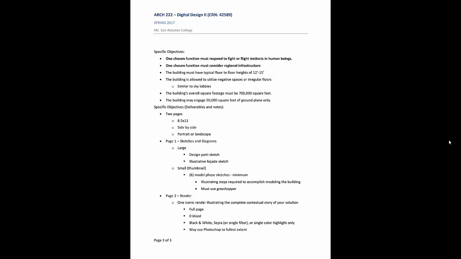It has to be a total of 700,000 square feet. And I should put a plus delta in that. I think what I'm going to call for is anywhere within 5% of that. Okay, I'll rewrite that in. I should have put it in before.